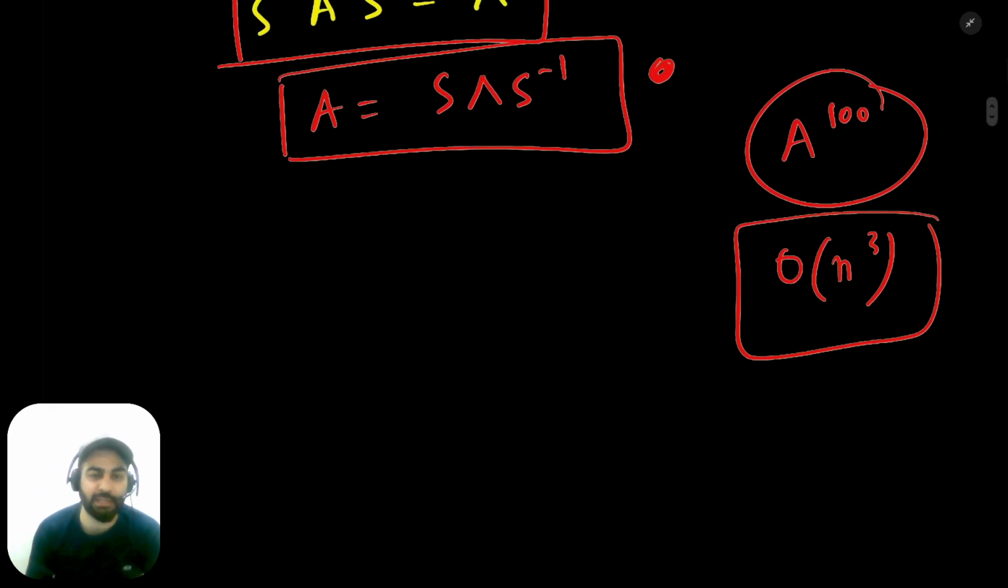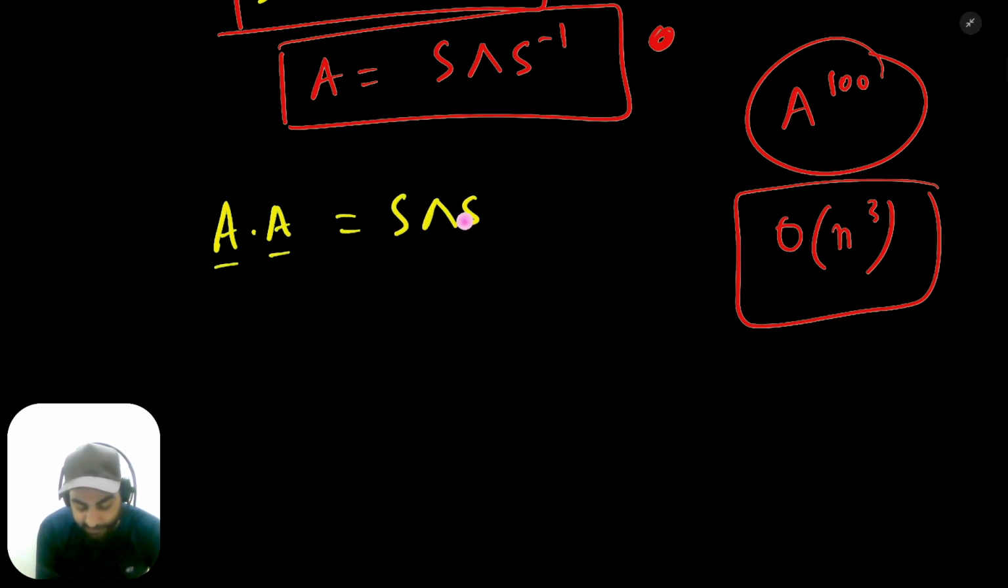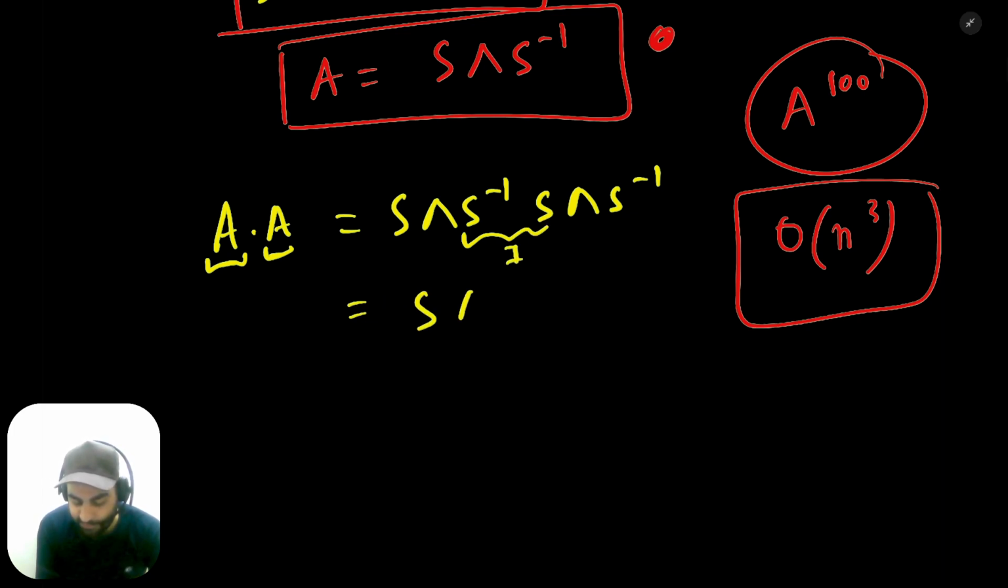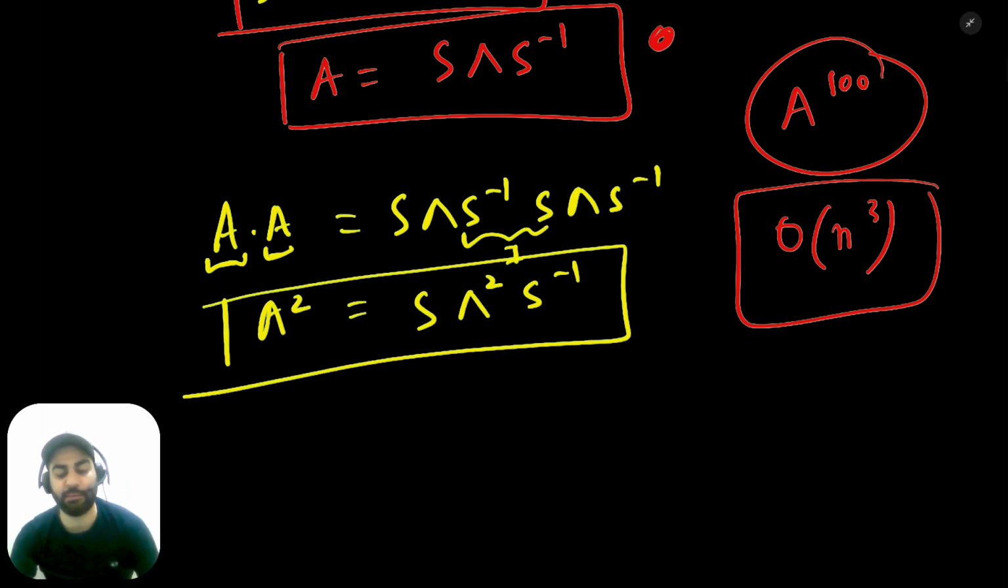So if we have a matrix which is diagonalizable, look at the neat fact that we'll get out of it. Let's suppose we write A multiplied by A. That basically means S lambda S inverse, and then again S lambda S inverse. So these two in the middle will become identity. So here you get S lambda squared S inverse. So A squared is S lambda squared S inverse.